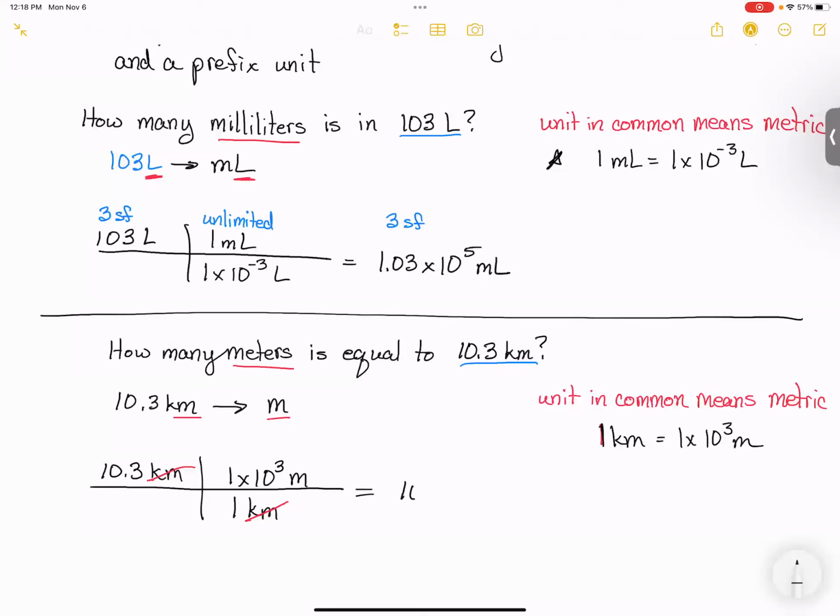So I get 10,300 meters or 1.03 times 10 to the 4 meters. Both of those are correct because I didn't put my decimal point after the 10,300.